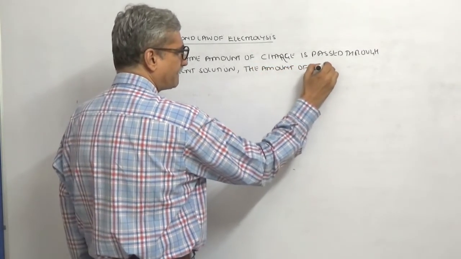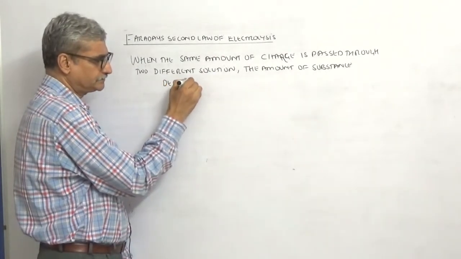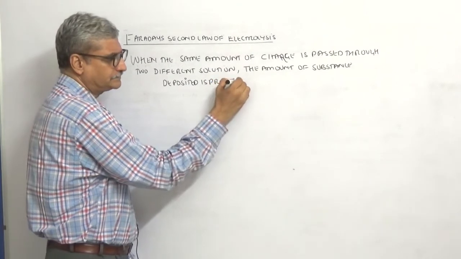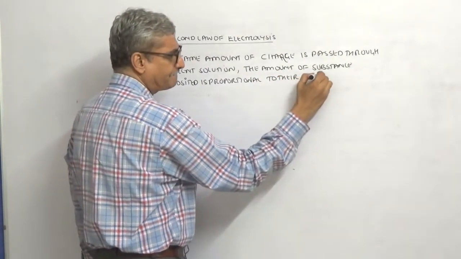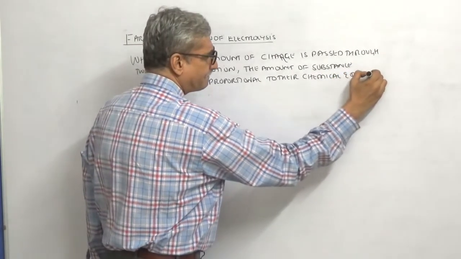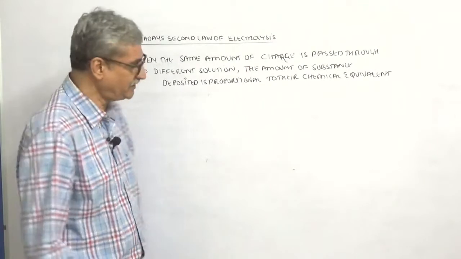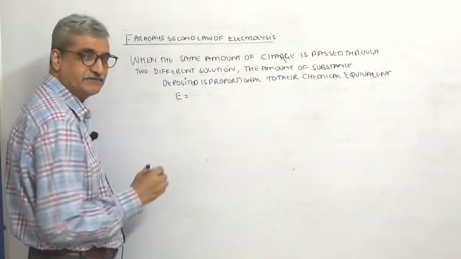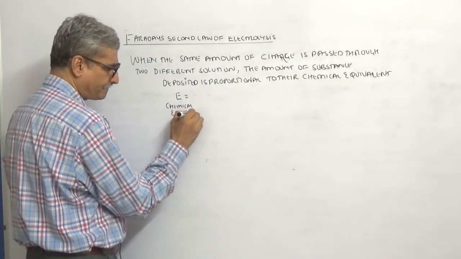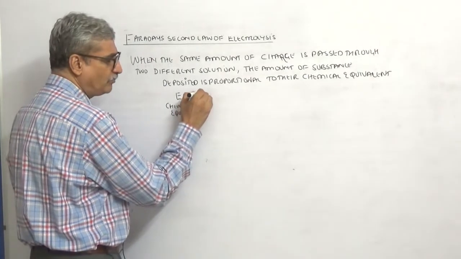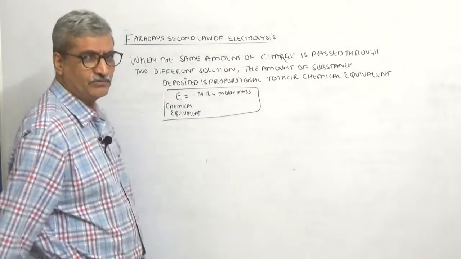the amount of substance deposited is proportional to their chemical equivalent. Is proportional to their chemical equivalent. So what is chemical equivalent? E, the chemical equivalent, is given by the symbol E. The chemical equivalent is mole ratio into molar mass.